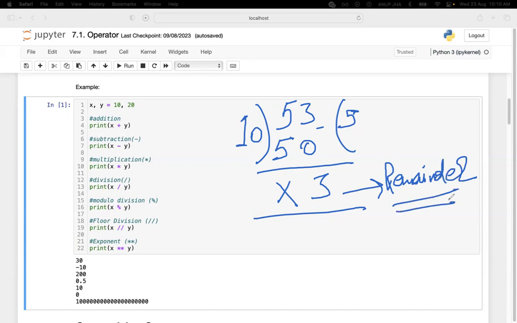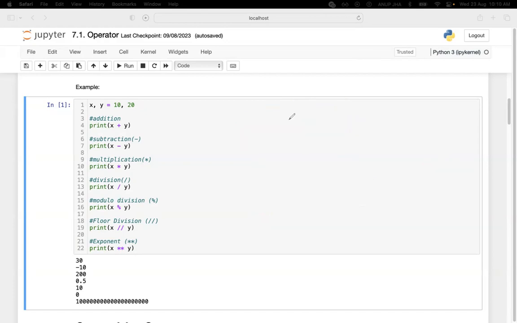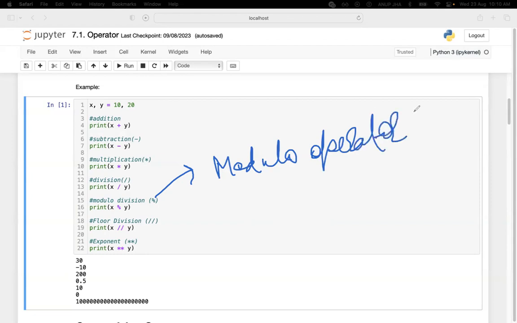Do you understand now? Yes, sir. So this is how we calculate the remainder. Now, let's move to our main topic. What I was explaining, this is called the modulo operator. This percentage symbol is the modulo operator, and this symbol gives us the remainder.